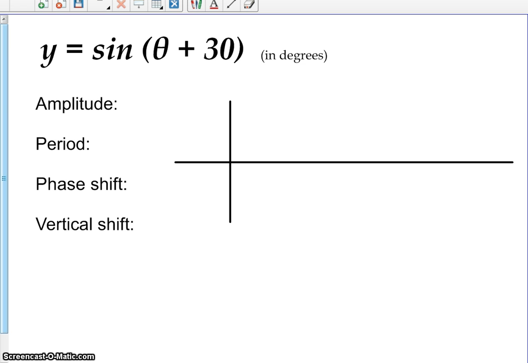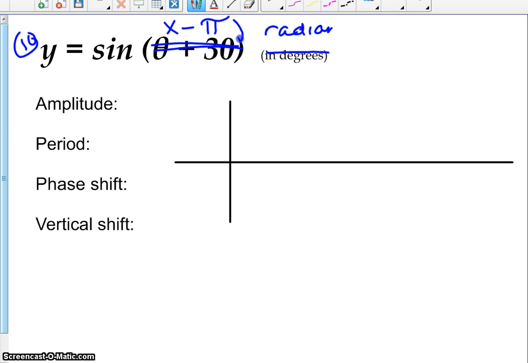This one, I don't have the right one. I have to fix this a little bit. On number 10 in your packet, I have the wrong thing here, and I apologize. I had x minus pi here, and now I was in radians. So I want that in radians. I might have it on the next slide for all I know. Okay, so now my phase shift is positive pi.